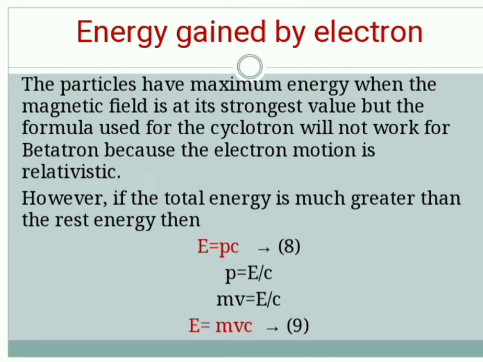Next is the energy gained by the electron. The particles have maximum energy when the magnetic field is at its strongest value, but the formula used for the cyclotron will not work for this Betatron condition. So in order to obtain it, I have taken here the relation E = pc, where p can be written as E/c. So instead of p, mv = E/c. From that, E = mvc.